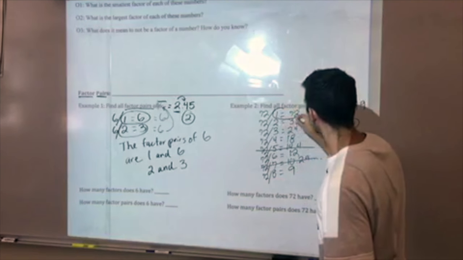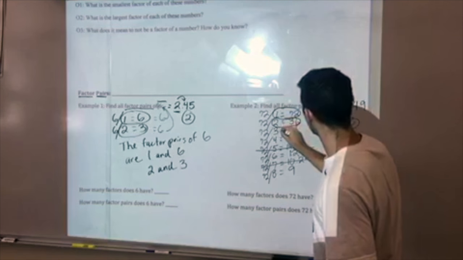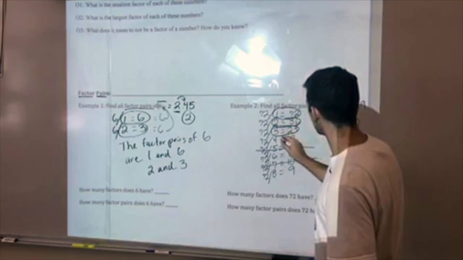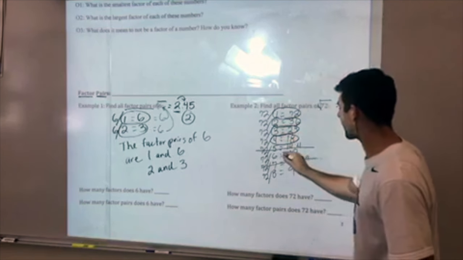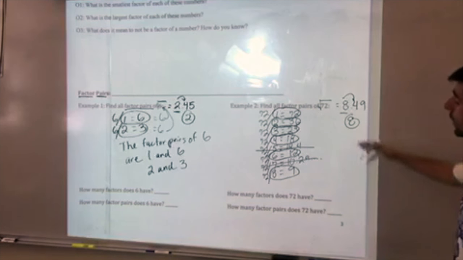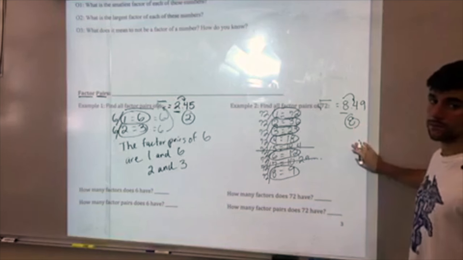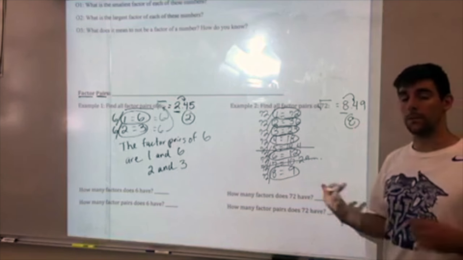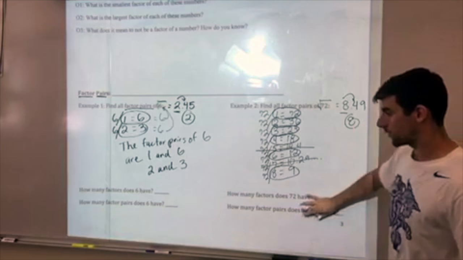So right here I have all of my factor pairs: 1 and 72, 2 and 36, 3 and 24, 4 and 18, 6 and 12, 8 and 9. Those are all my factor pairs. I'm not going to write in a full sentence because I don't want to take up too much time on the video, but you should. And now let's answer these questions.